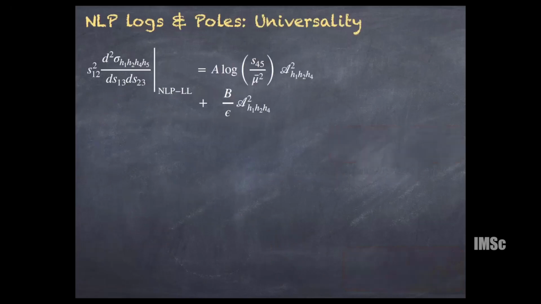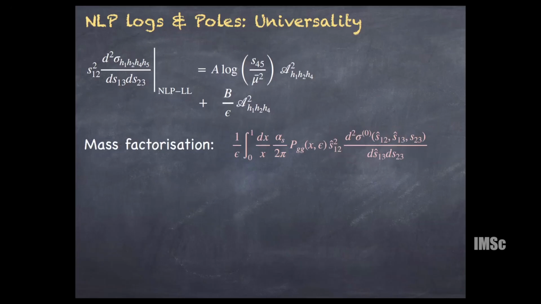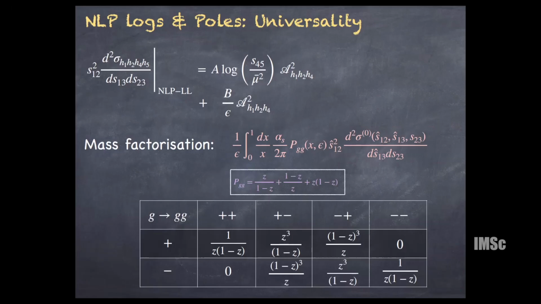Now I am coming to the singular part. All the logs I have shown are of this form, but they come with singularities, and those singularities you can cancel only when you take the mass factorization into consideration. How much time do I have? More than 30 minutes. Okay, then I can go slow actually.